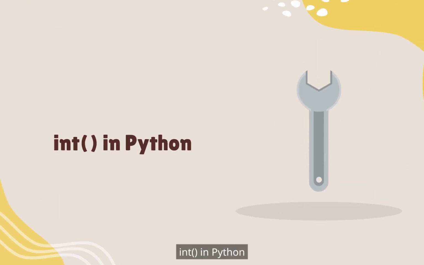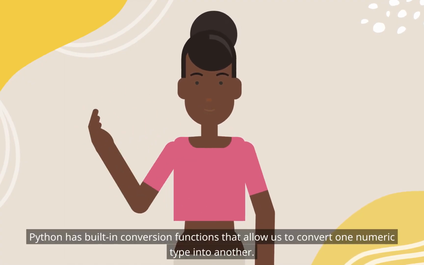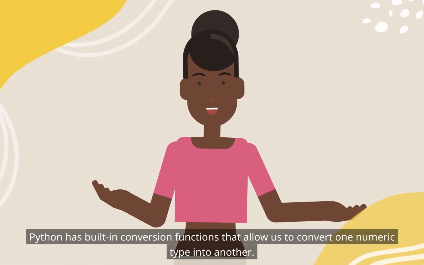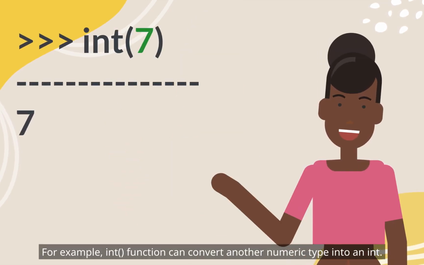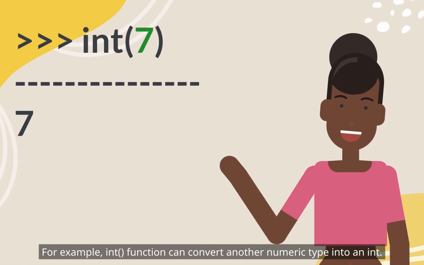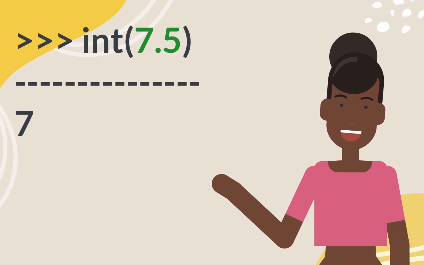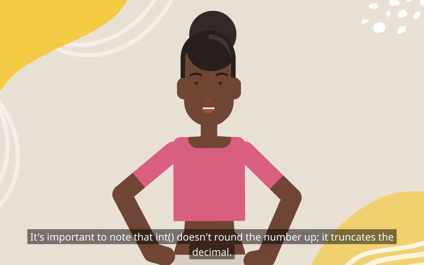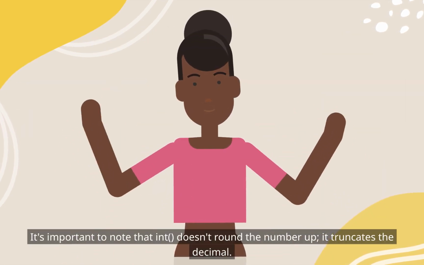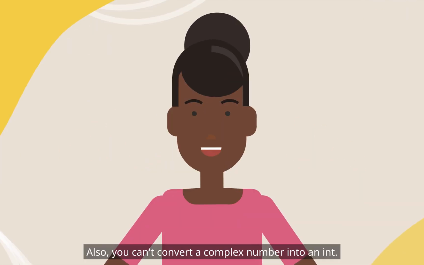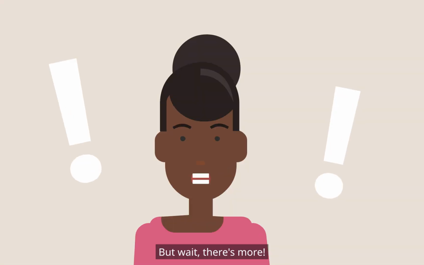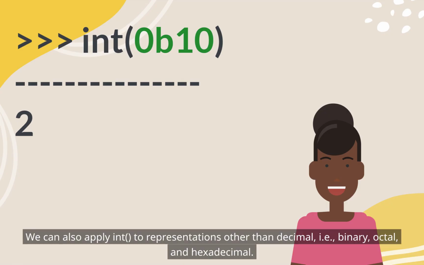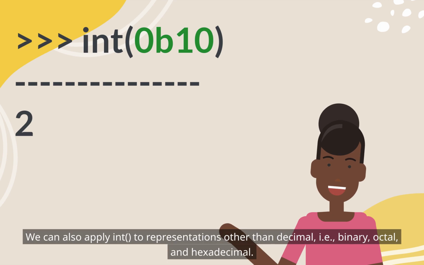Int in Python. Python has built-in conversion functions that allow us to convert one numeric type into another. For example, the int function can convert another numeric type into an int. It's important to note that int doesn't round the number up, it truncates the decimal. Also, you can't convert a complex number into an int. But wait, there's more! We can also apply int to representations other than decimal, i.e., binary, octal, and hexadecimal.